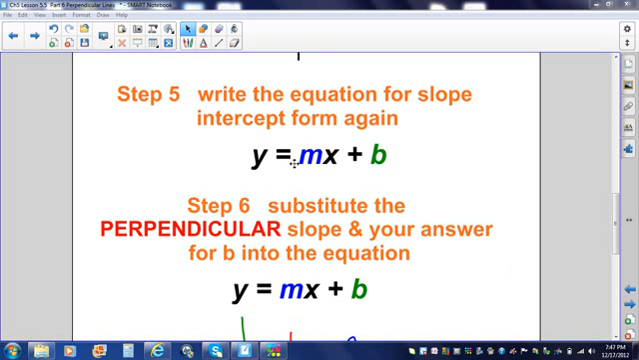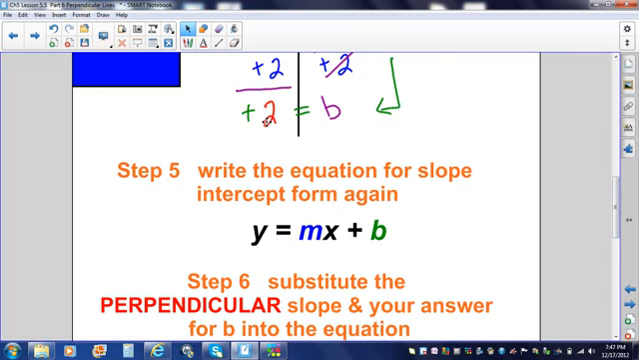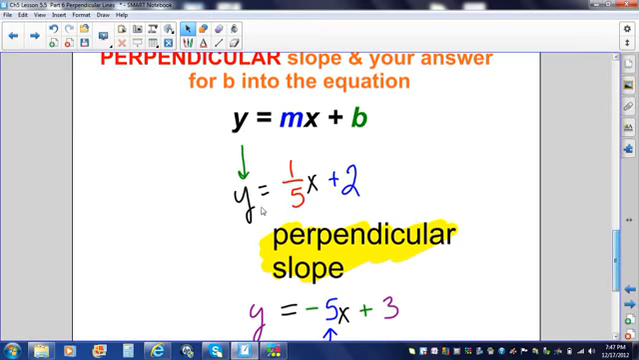Gosh. We wrote y equals mx plus b. Step number 6, substitute the perpendicular slope and your answer for b into the equation. Well, we said b was positive 2. We said our perpendicular slope was 1 over 5. So we have y equals 1 over 5x plus 2.